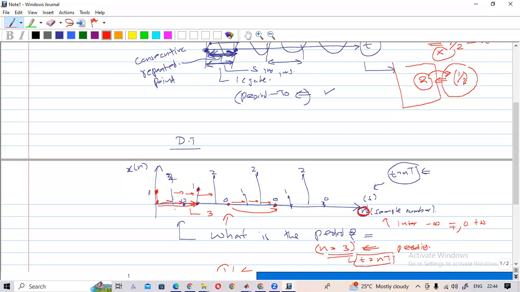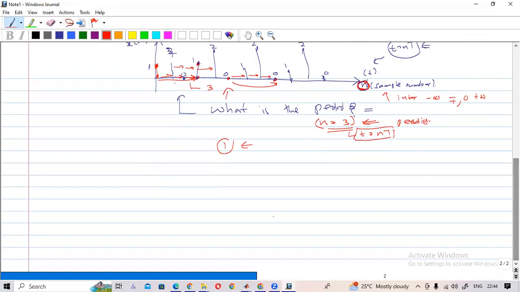That is the period of this signal: 4. It is a number of samples. So this is the period 4. If it is period 4, what is the frequency? Normalized frequency should be 1 over 4.